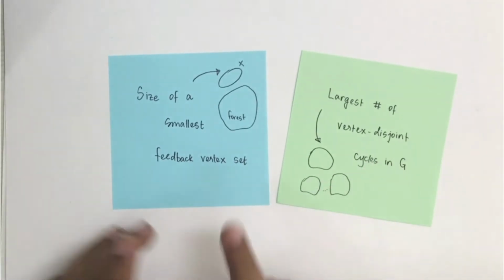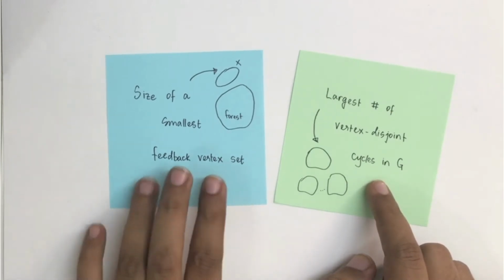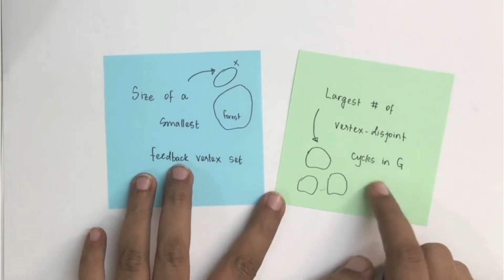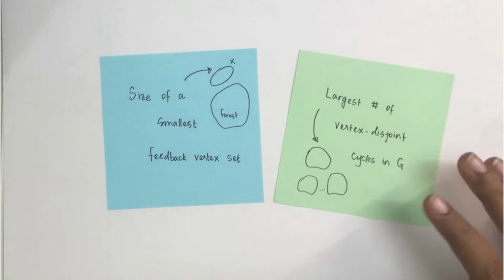Now you can probably conclude from what we just said that the size of a smallest feedback vertex set is at least the number of vertex disjoint cycles, but the question is, can you bound the size of the FVS as some function of the number of vertex disjoint cycles?